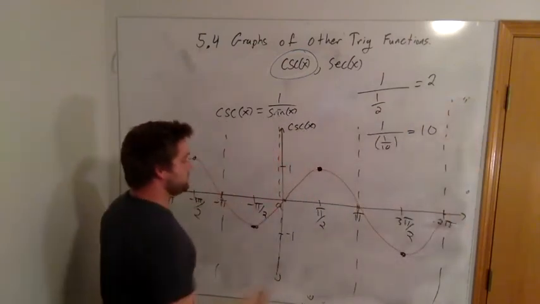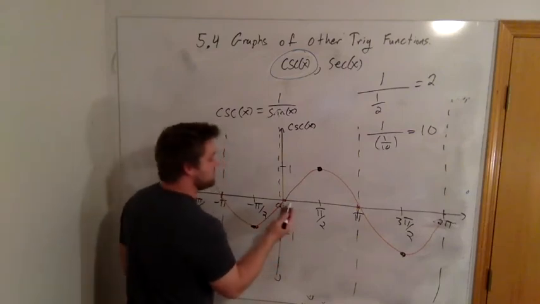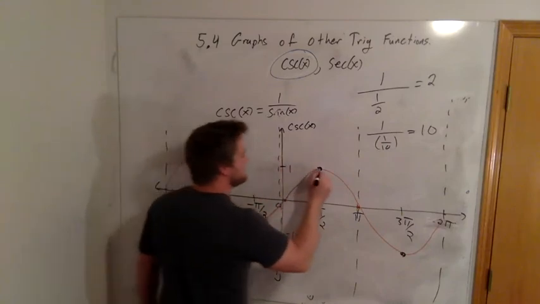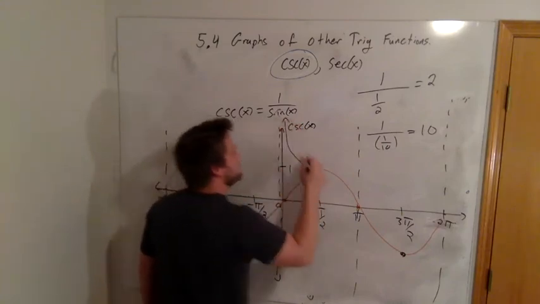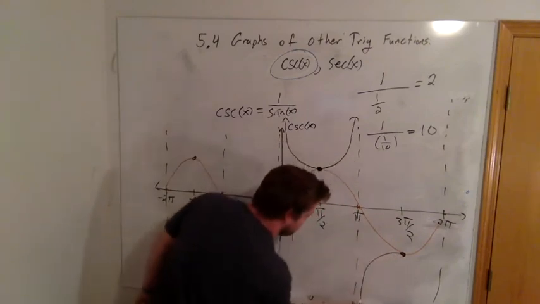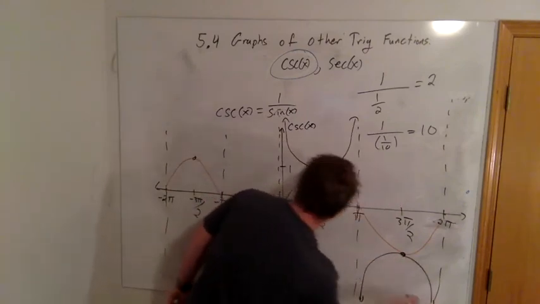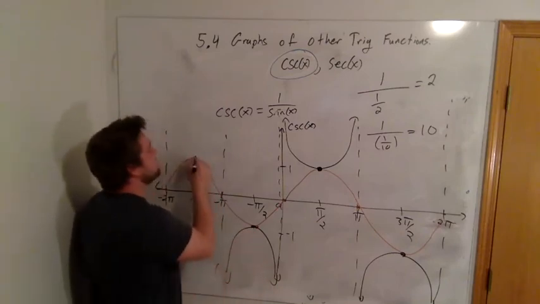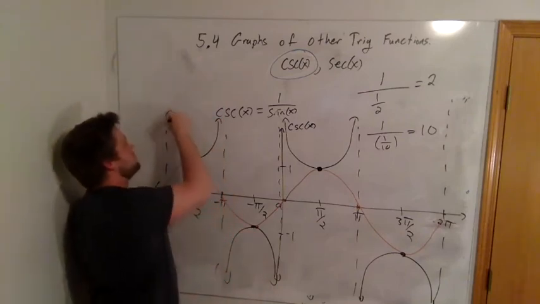Okay, so when I'm plugging in numbers that are closer to 0, 1 over a number getting closer to 0 is getting larger. So cosecant must be doing this. And similarly, it'll be doing this over here. So the cosecant graph will be approaching these asymptotes. And there we have it, the graph of cosecant.